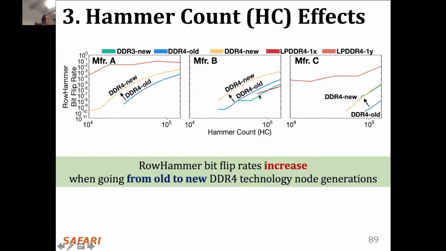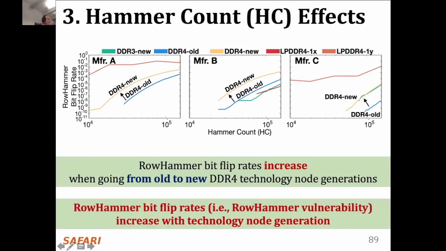Basically, you can see over here on the x-axis, we see hammer count, how many times you're hammering rows, and this is the bit flip rate that you get. And DDR4 old generation has a smaller bit flip rate than DDR4 new generation. So you need basically fewer hammer counts to get the same rate of bit flip, as you can see. And at a given hammer count, you get more bit flips. So basically, technology scaling is not working well for RowHammer. RowHammer bit flip rates increase with technology node generation, as you can see over here.